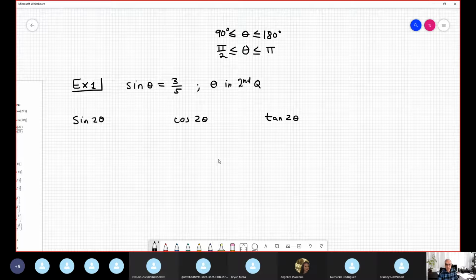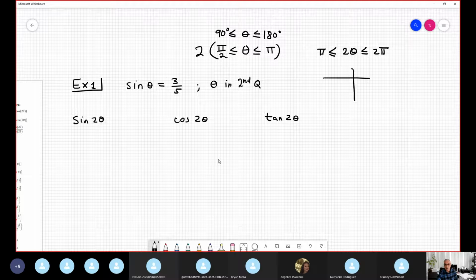This is the original theta. However, for the double angle, if you multiply this complete inequality by 2, we have 2 theta in between pi and 2 pi. Therefore, the position of the original theta is clear, but the position of 2 theta is confusing, because it's in between pi, 180, and 360. Maybe it's in the third quadrant or in the fourth quadrant.